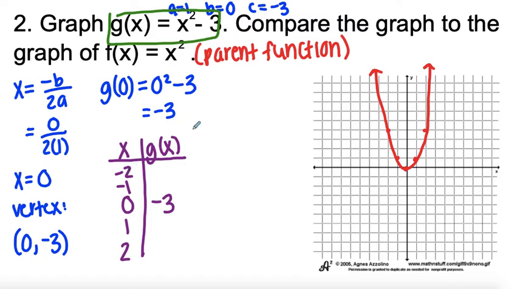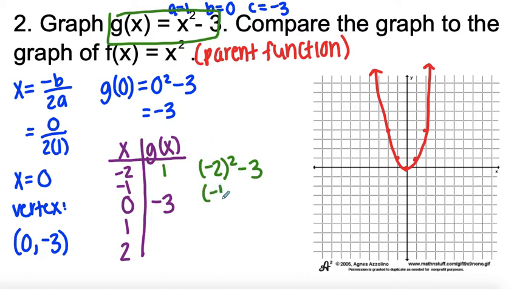So I want to start with negative 2. Again, I have a negative, so I need to put parentheses around. And so negative 2 squared, that's negative 2 times negative 2, which is 4. And 4 minus 3 gets me 1.